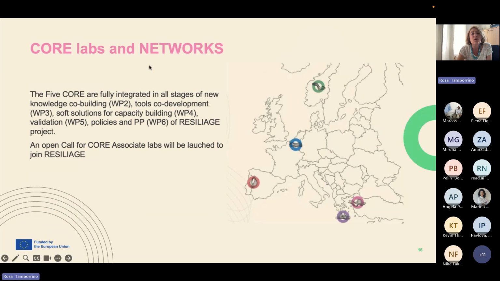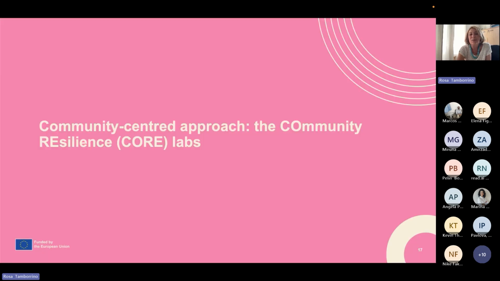So these core labs and their network work together with the other partners of the Resilience project for increasing capacity building, co-design tools and solutions, implementing preparedness plans, and contributing in a way to the implementation of the Sendai framework. And an open call for core associated labs will be launched soon, and please, you can find information on our website.